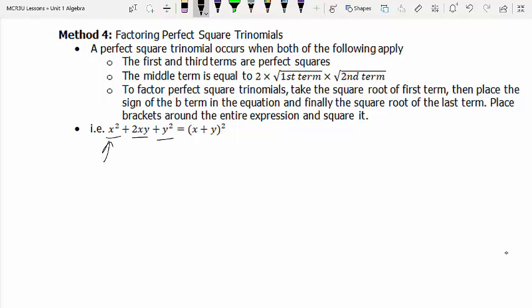So can you take the square root of the first term and the square root of the third term? And yes, we can, right? Square root of x squared is just x. Square root of y squared is just y. So that's good. Then you have to make sure something happens with the middle term. The middle term has to be 2 times the square root of the first term times the square root of the second term. So 2 times xy is 2xy. If that happens, you can use this factoring method, okay? And I'll show you what the method is in these next few examples.